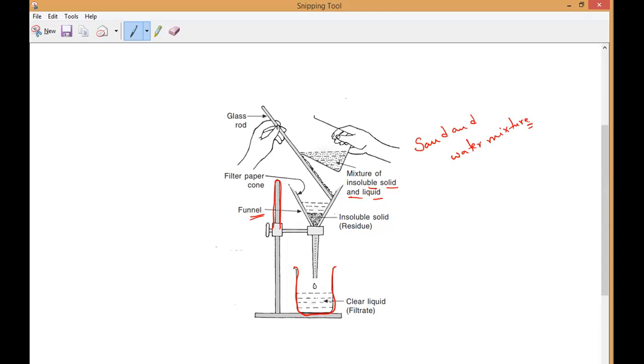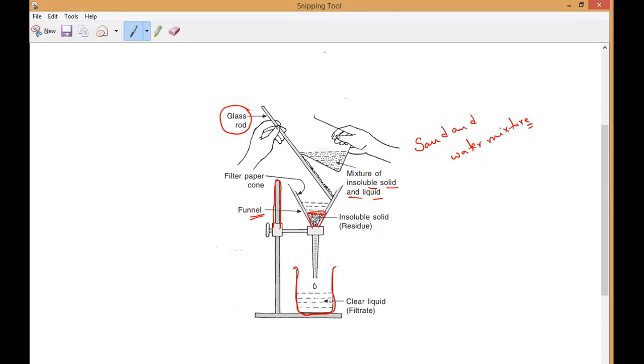I started pouring through this funnel, now using a glass rod. What is the purpose of the glass rod? Anybody can tell? Listen, if I pour directly into the funnel, the funnel has some paper. What is the paper called? You all know. What is the paper called? Filter paper.